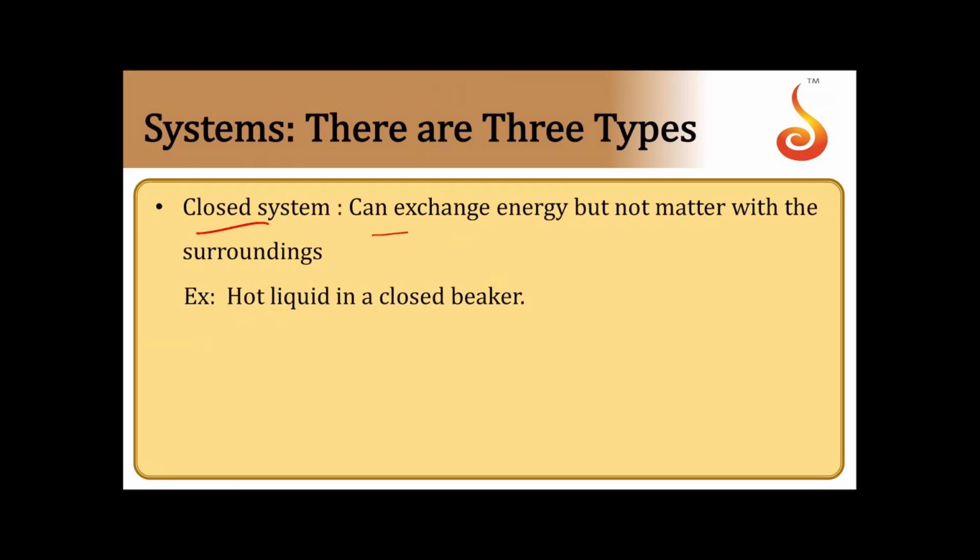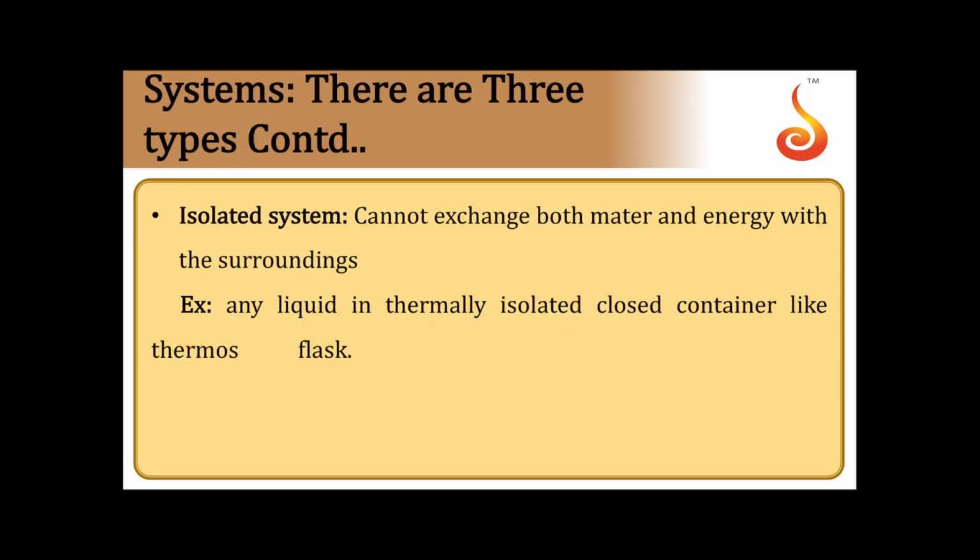Closed system can exchange energy but not matter with surroundings. When you take the same beaker with hot liquid and close it with a lid, it cannot exchange matter with surroundings, but energy can be exchanged because it is a metal vessel. It is said to be a closed system. Closed system means it cannot exchange matter but exchanges energy with the surroundings.